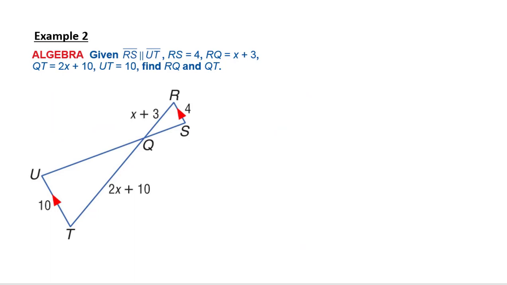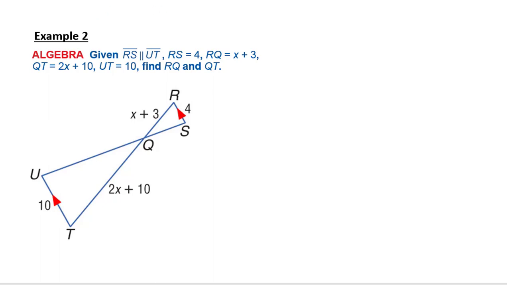Now we got some algebra happening. So I'm given that RS is parallel to TU. RS is 4, they have that labeled for me. RQ is x plus 3. QT is 2x plus 10, and UT is 10. Find RQ and QT.